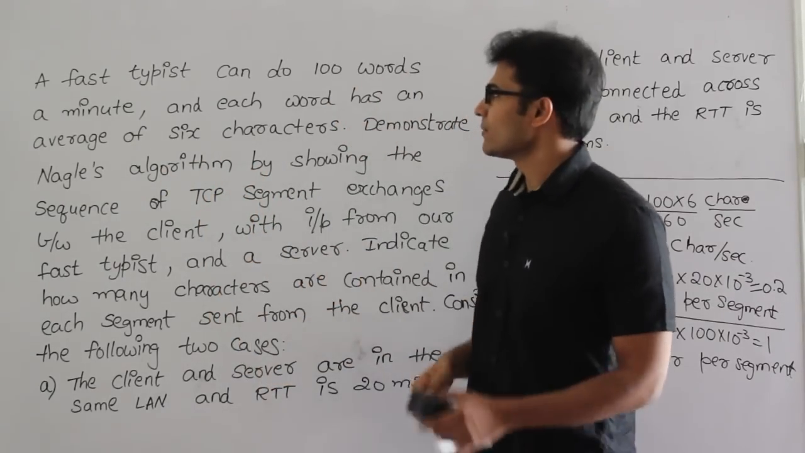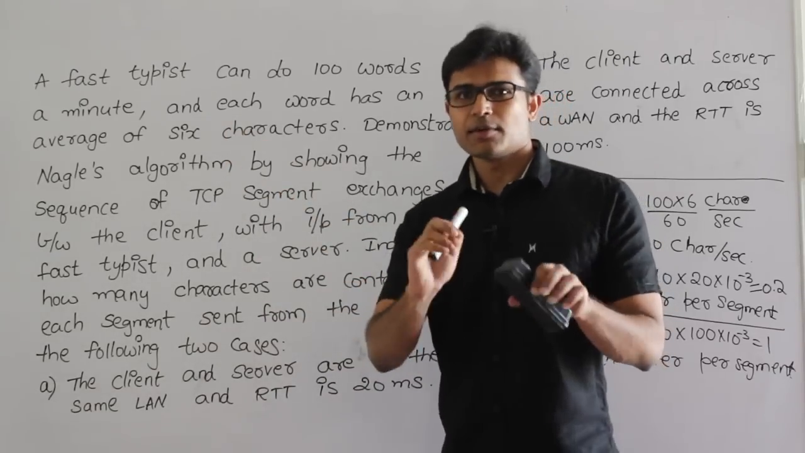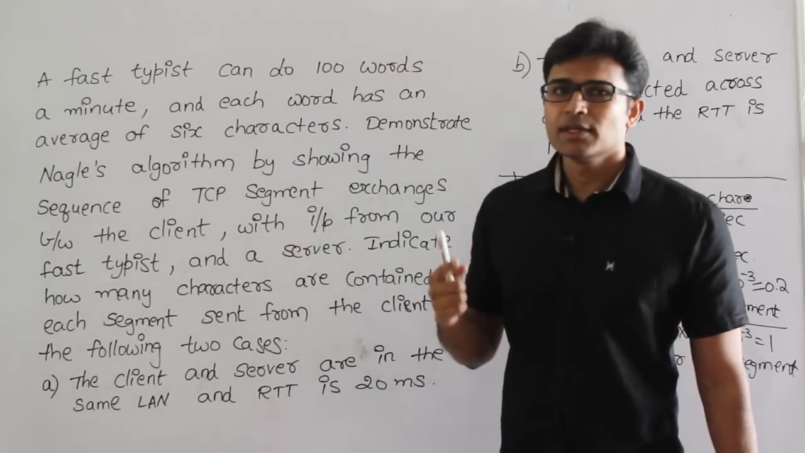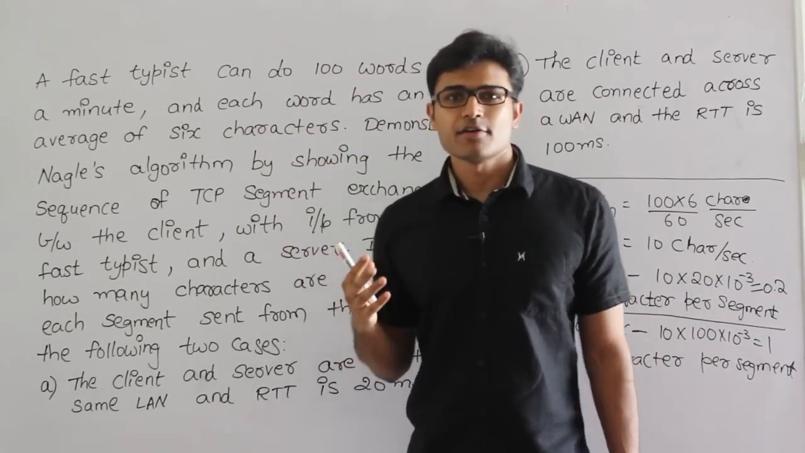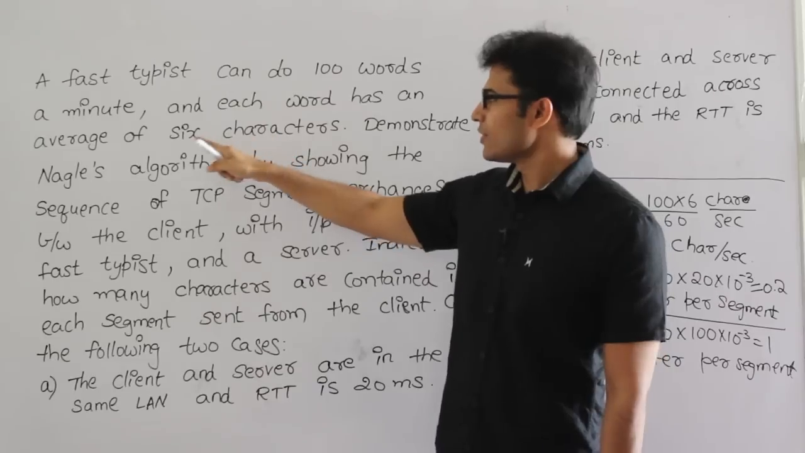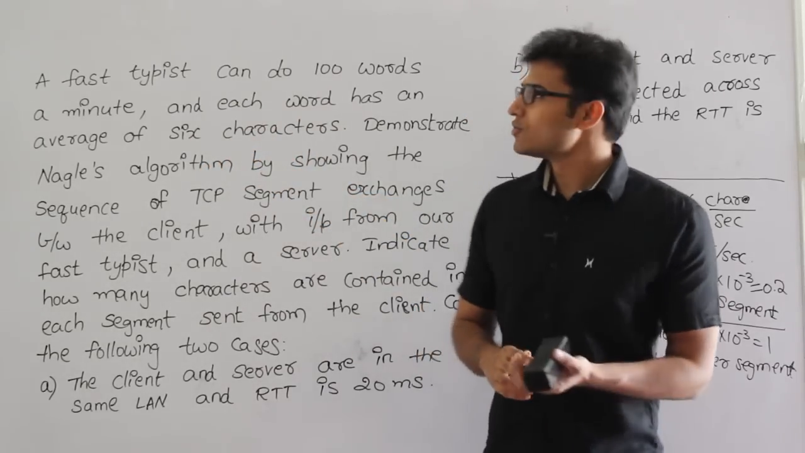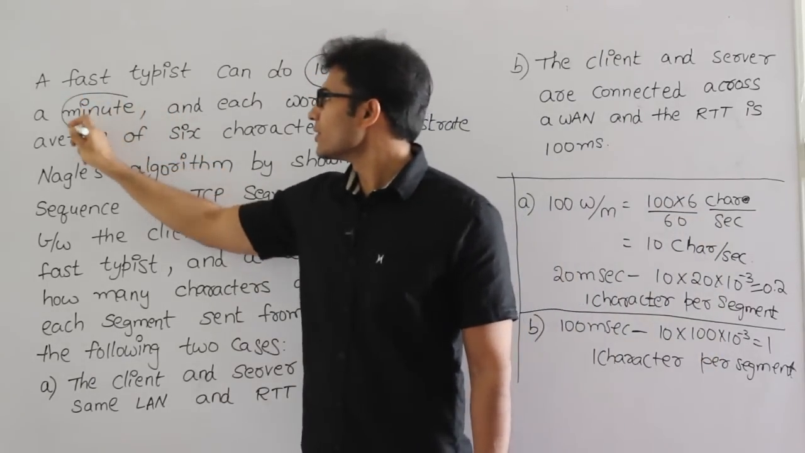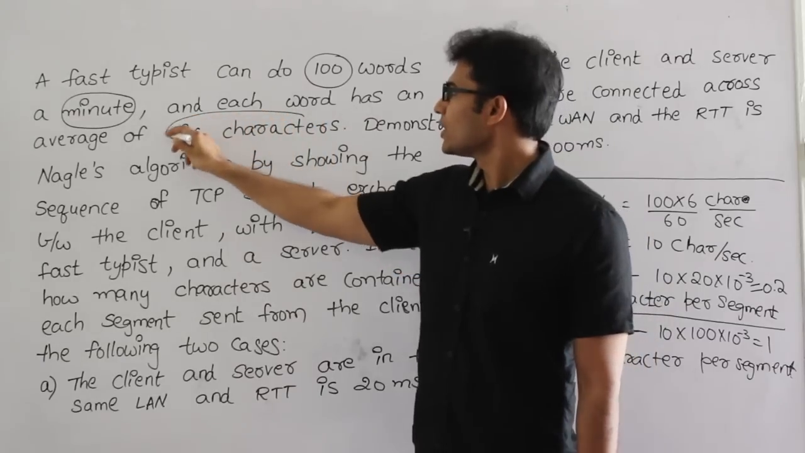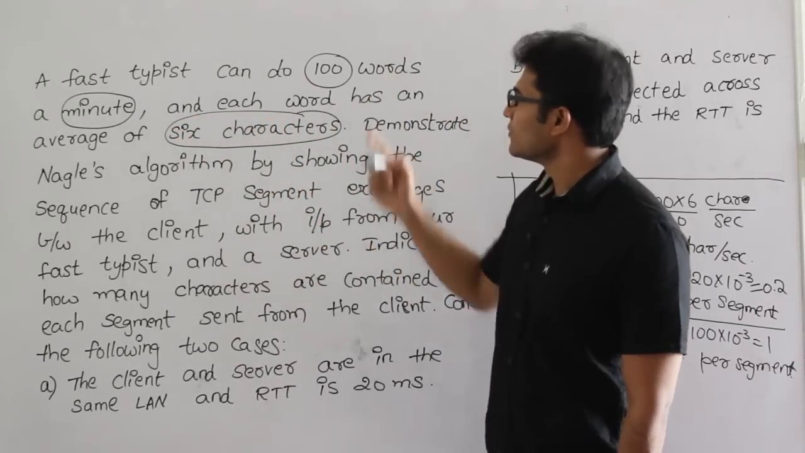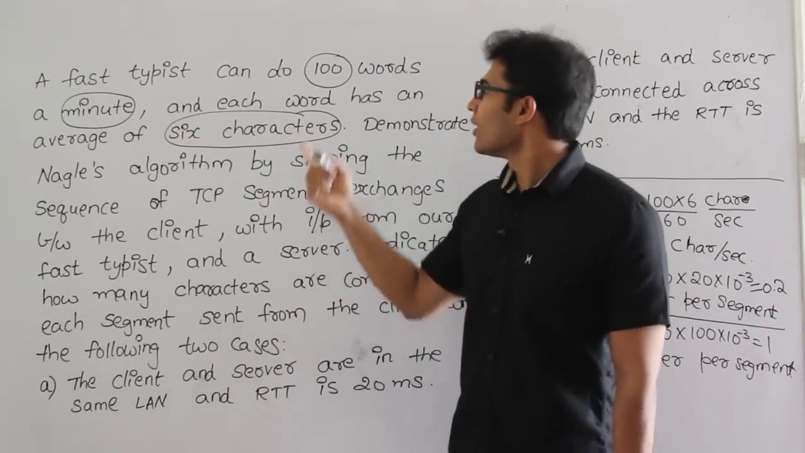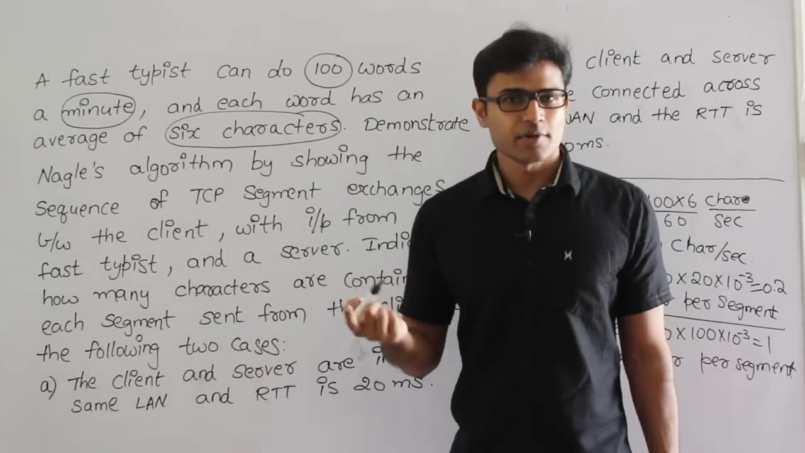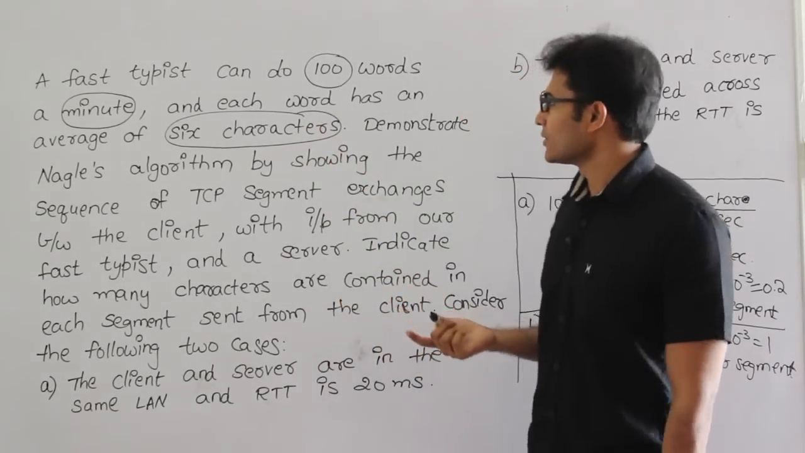So let's see this question now. A fast typist, which means someone typing characters, can do 100 words a minute. Every minute, a typist can type 100 words, and every word contains 6 characters on average. So the number of words produced is 100 in 1 minute, and on average a word will have 6 characters, which means in 1 minute we can send 600 characters. In 1 minute the typist can produce 600 characters.